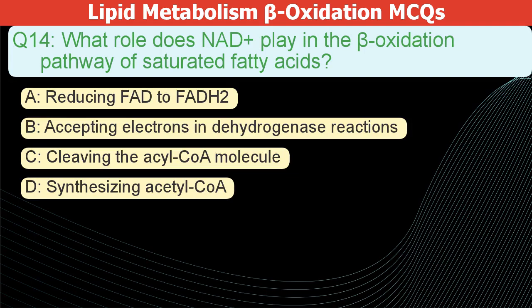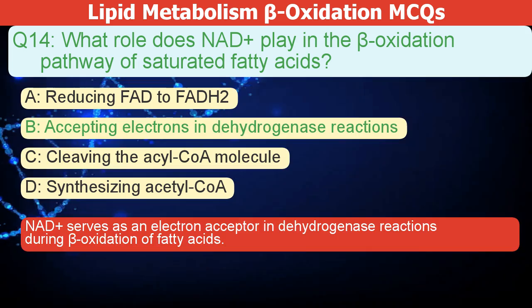What role does NAD play in beta-oxidation of saturated fatty acids? A. Reducing fat to FADH2. B. Accepting electrons in dehydrogenase reactions. C. Cleaving the acyl-CoA molecule. D. Synthesizing acetyl-CoA. The correct answer is B. NAD+ serves as an electron acceptor in dehydrogenase reactions during beta-oxidation of fatty acids.